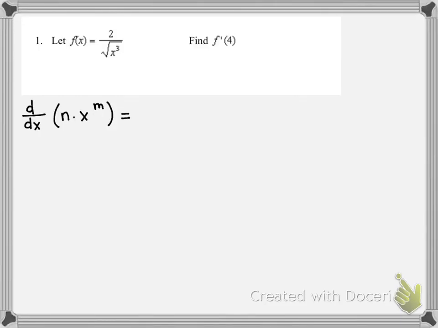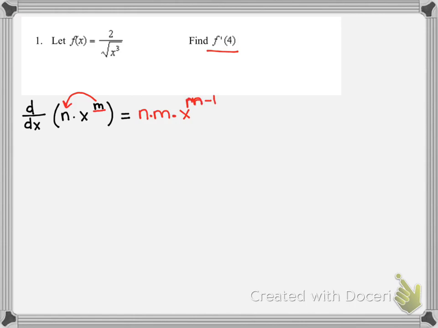As we think about finding the derivative of f of x and then finding it at the instant when x is 4, hopefully your brain is screaming about the power rule, where if we have any variable to a power, then the derivative will be the original coefficient times the new power, essentially that power is coming down, times x to the m minus 1.